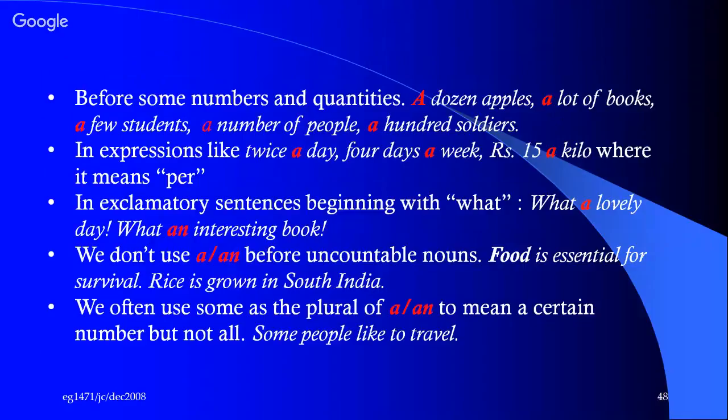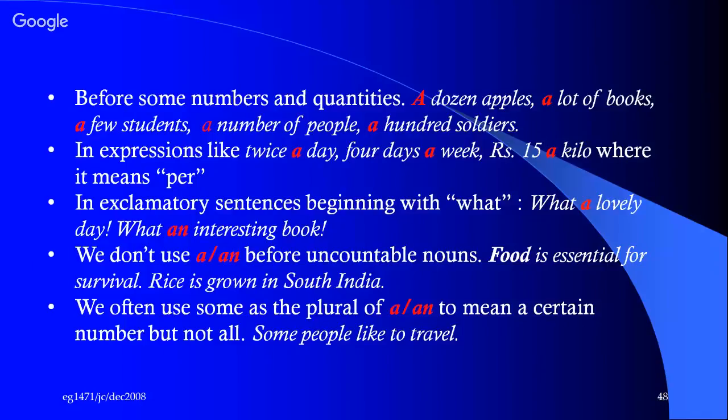Before some numbers and quantities: a dozen apples, a lot of books, a few students, a number of people, a hundred soldiers. So in these numbers, we put the indefinite article. In expressions like twice a day, four days a week, rupees 15 a kilo, where it means per. So twice a day means two times per day, four days a week, four days per week, 15 rupees per kilo. So when it means per, we use the indefinite article. In exclamatory sentences beginning with what: what a lovely day, what an interesting book.